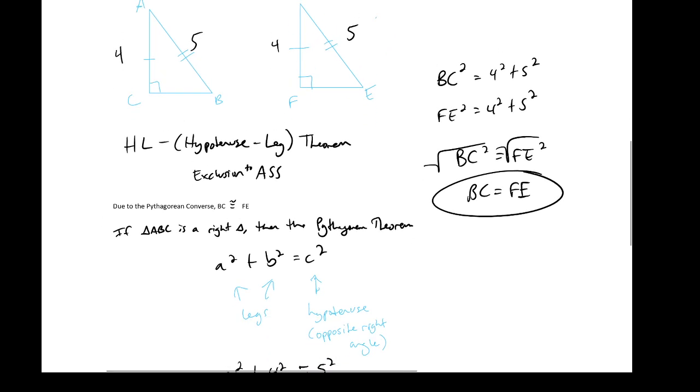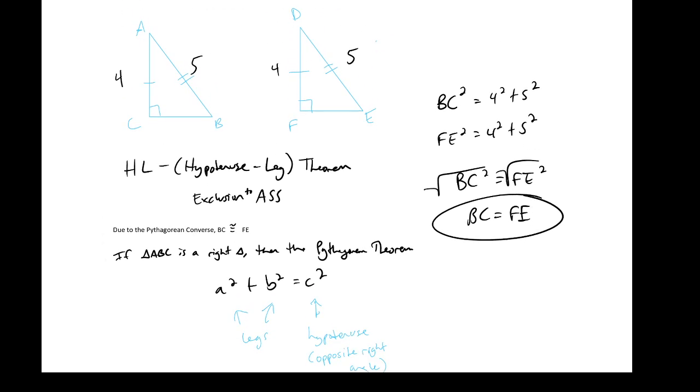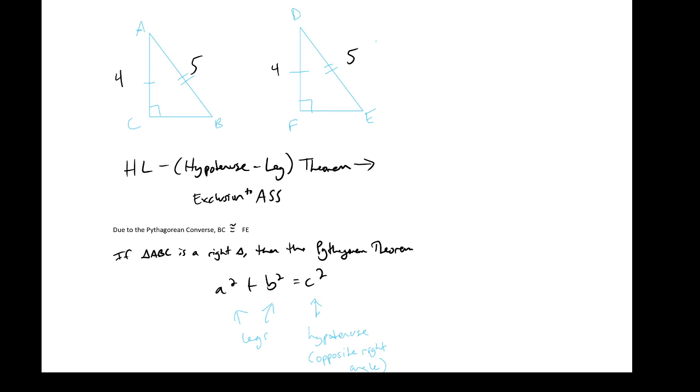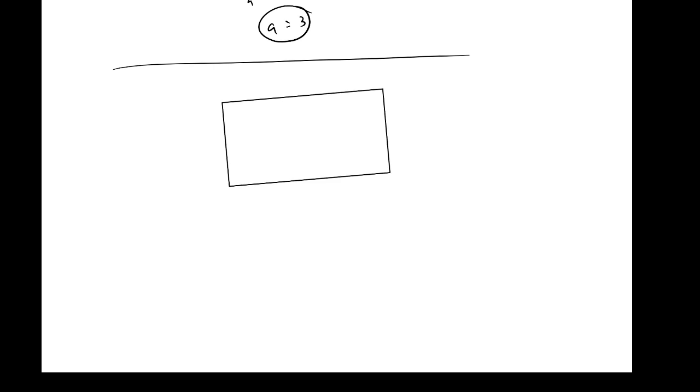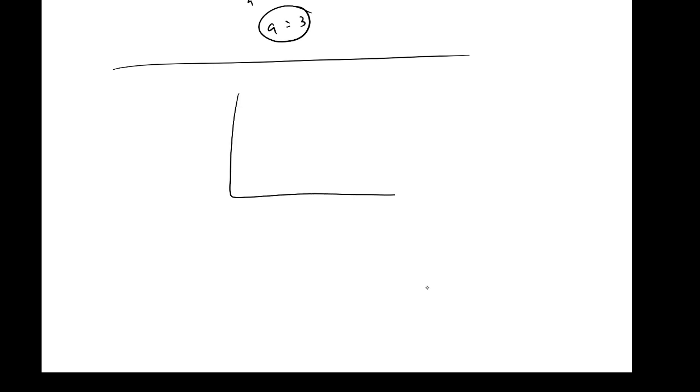So really, do you know what this is? It's not really an exclusion to angle side side. Gentlemen, this is really actually an extension of side, side, side. That's really what hypotenuse leg is doing because of the Pythagorean converse. Okay? So we can use hypotenuse leg. It actually saves us a step here because we could use the Pythagorean converse as reasoning. Let's take a look at one more proof here today.